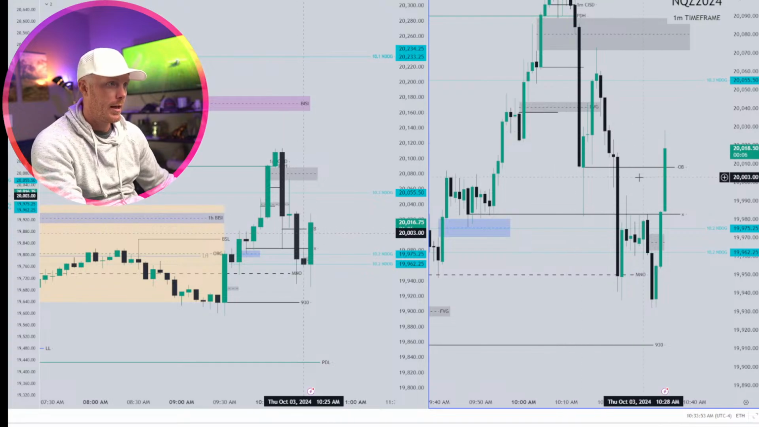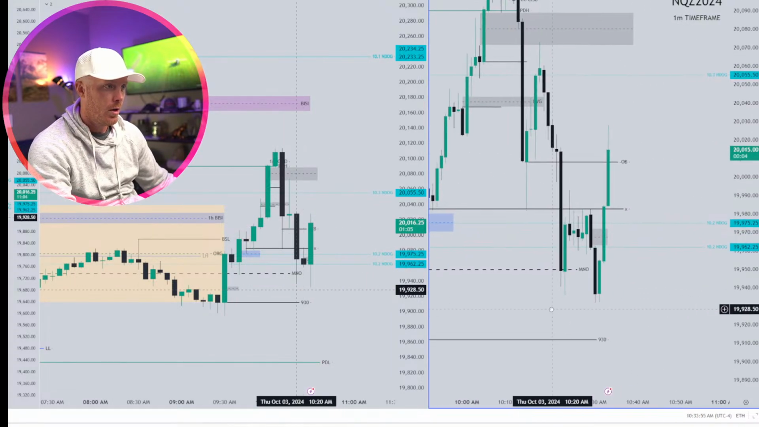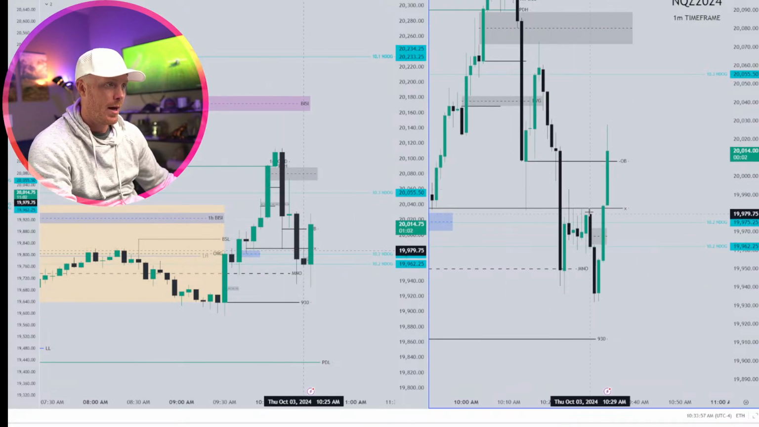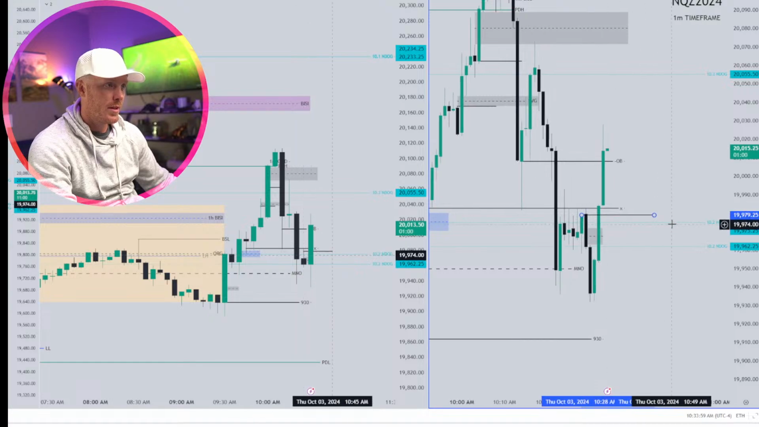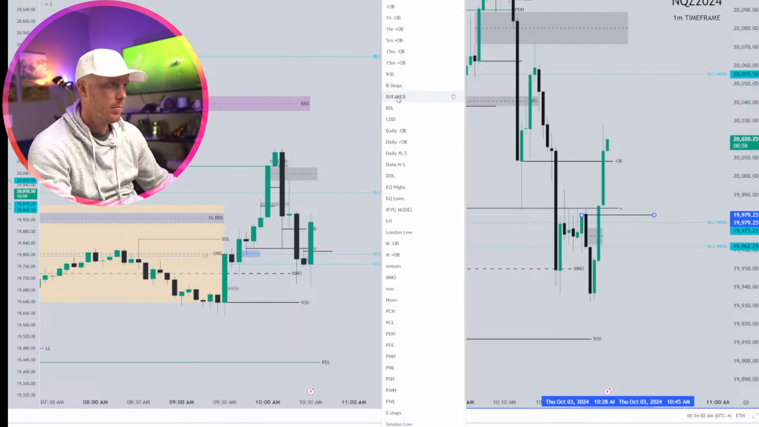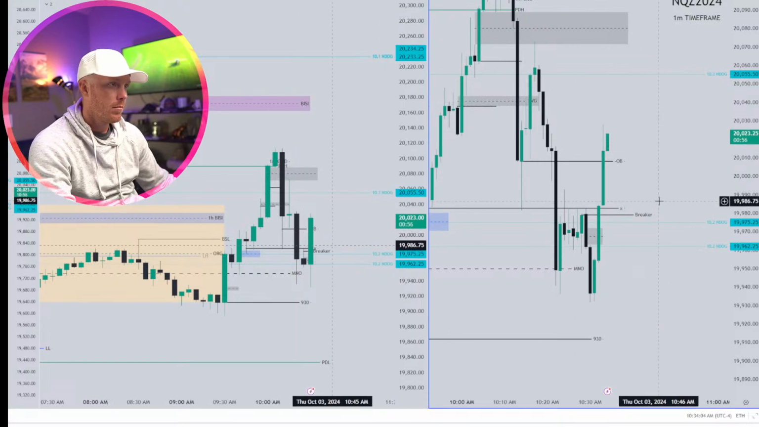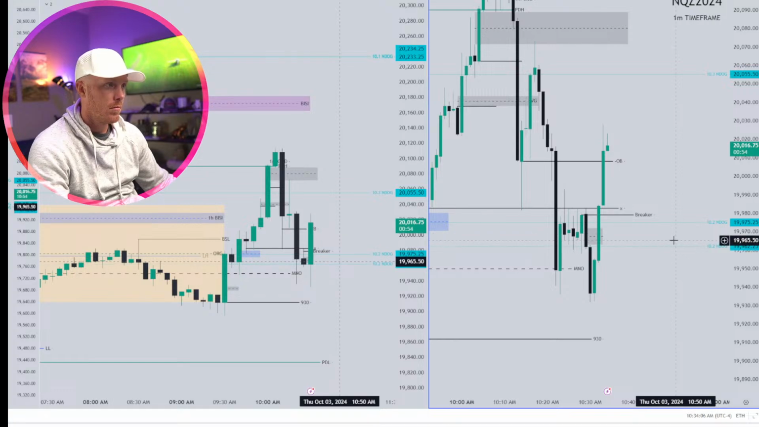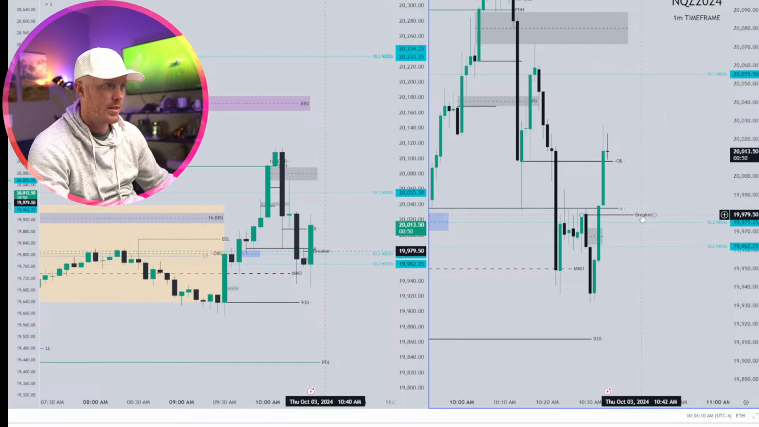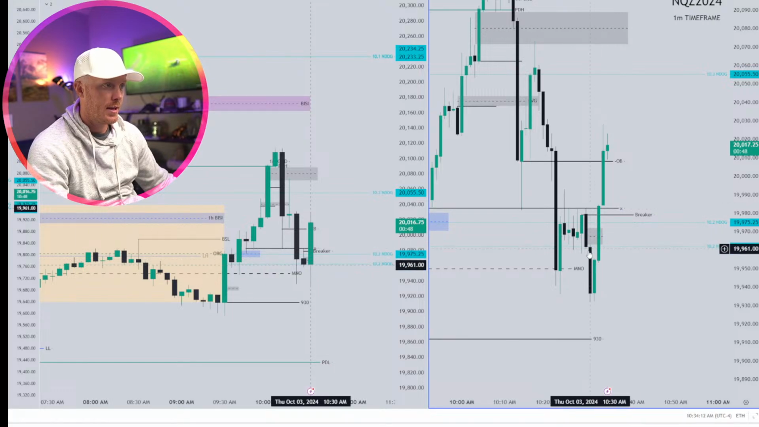Yeah, I'm not liking anything long right now. You could look at, I'm not bullish, folks, but this is a breaker. Honestly, I would want to see this breaker fail and take the inversion of this.